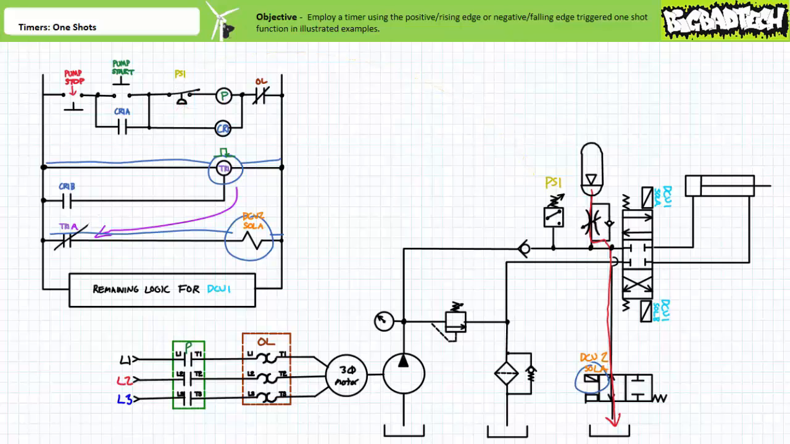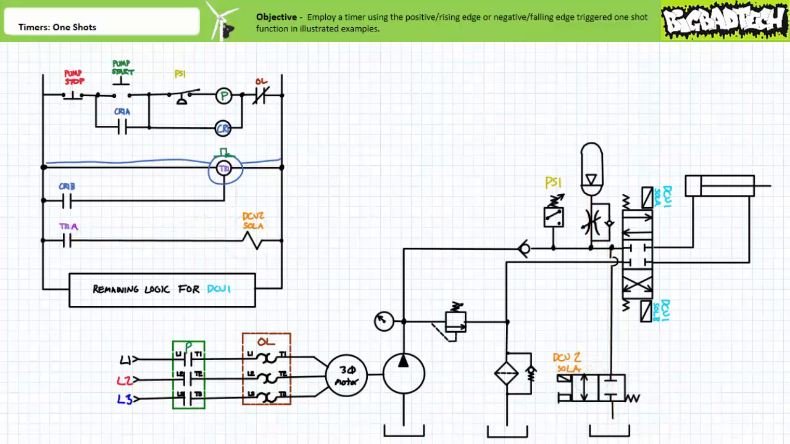When pressure falls below the reset value of PS1, PS1 closes. After a period of 10 seconds, the timer executing the negative edge triggered one-shot function returns the contacts to their deactivated states. Contact TR1A opens, de-energizing DCV2 Sol A. The spring offset valve returns to the closed position, and we return to the de-energized start state of this system. Note how this timer executing the negative edge triggered one-shot function ensures that this system's last act of the day when it's turned off is to discharge the accumulator, thereby contributing to the safety of the larger system.